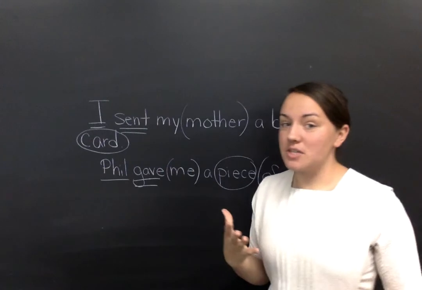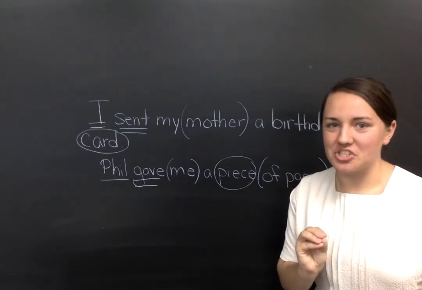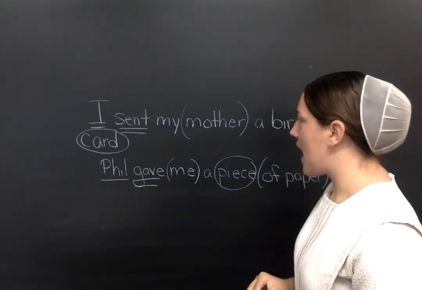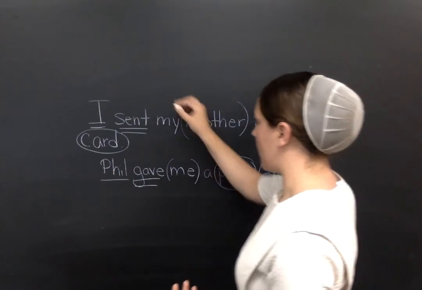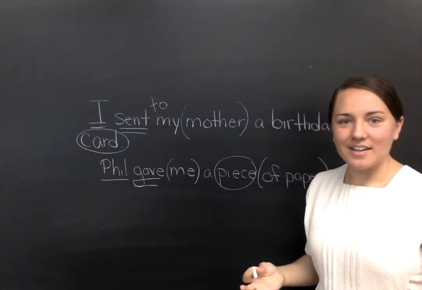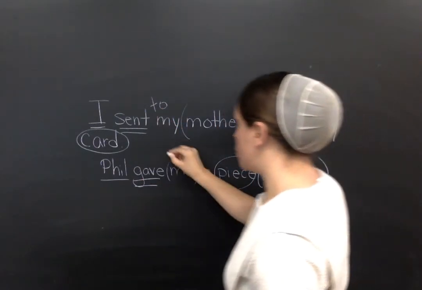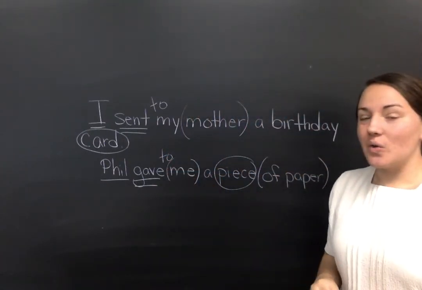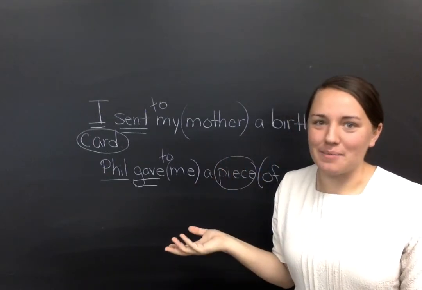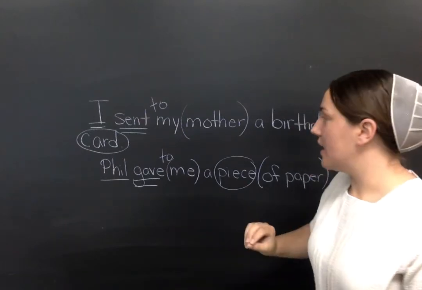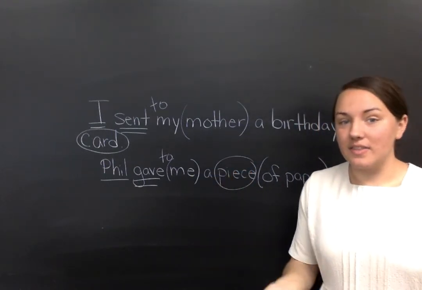Now something about indirect objects is that they are pretty much like a prepositional phrase without the preposition, and I'll just show you what I mean by that. We could say, I sent to my mother a birthday card. And then to is a preposition, and this would be the object. Or Phil gave to me a piece of paper. So indirect objects are like a prepositional phrase without the preposition. They're not a prepositional phrase, but if they had a preposition before them, then the indirect object would become an object of the preposition.